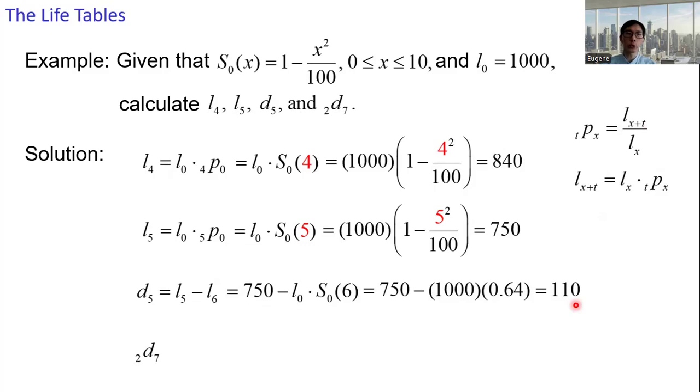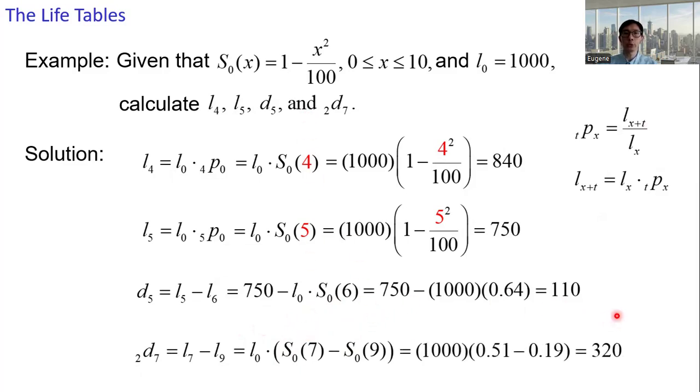And then the last quantity, 2D7, the expected number of deaths between age 7 and age 9, which is L7 minus L9. L7 is L0 times S0 of 7, and L9 is L0 times S0 of 9. We get this expression, and then substitute x equals 7 and x equals 9 respectively. And we get 2D7 is 320.